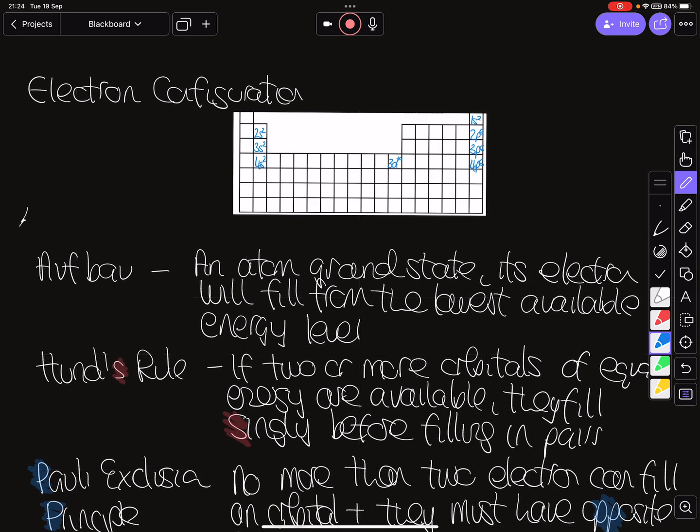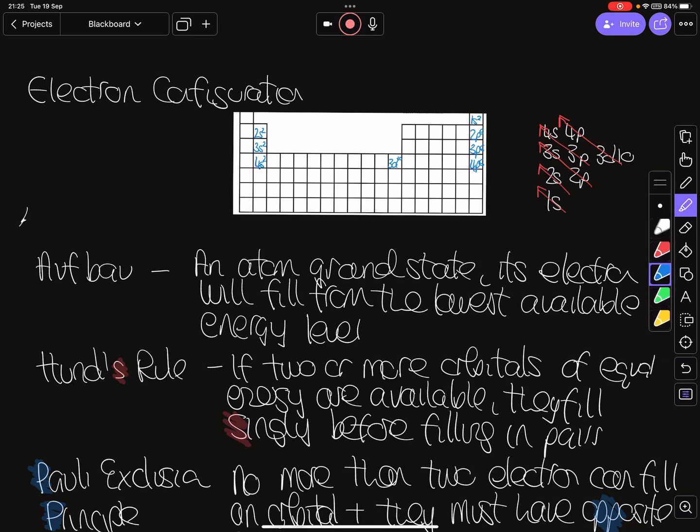There are different ways of learning this. Some people like the funky Christmas tree version that is 1s, 2s, 2p, 3s, 3p, 3d, 4s as far as we're concerned, followed by 4p. So we would fill 1s first, 2s, 2p followed by 3s, 3p followed by 4s, 3d followed by 4p. Kind of makes a funky Christmas tree. But I prefer using the periodic table because that's not going to change on you.